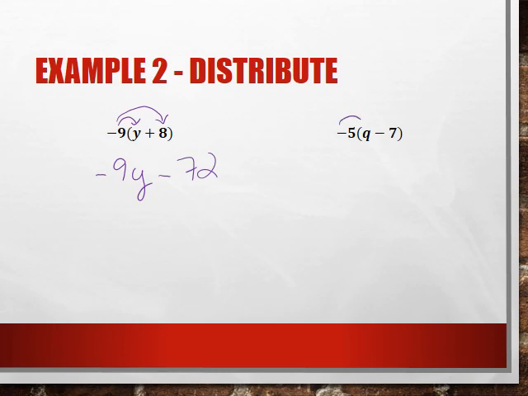Looking at the second one, if I distribute my negative 5 to the q, I get negative 5q. Distribute my negative 5 to the negative 7, negative 5 times negative 7 gives me a positive 35. So as you can see, this actually works both ways. A negative times a negative gives me a positive, and now I read that final answer as negative 5q plus 35.